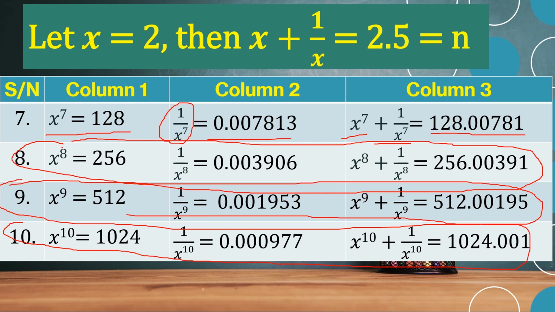So the whole thing is to solve for x raised to power 7 plus 1 over x raised to power 7 in this case, and then x raised to power 8 plus 1 over x raised to power 8 in this case, in order to get these values, x raised to power 9 plus 1 over x raised to power 9, and then x raised to power 10 plus 1 over x raised to power 10.